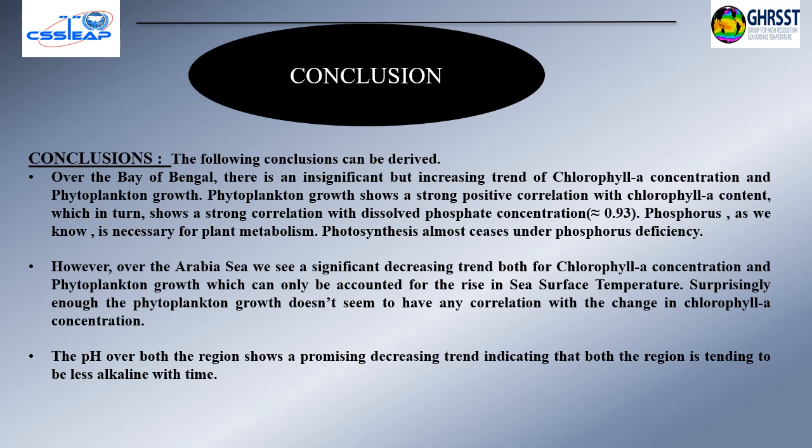over the Arabian Sea, we see a significant decreasing trend both for chlorophyll A concentration and phytoplankton growth, which can only be accounted for by the rise in sea surface temperature. Surprisingly enough, the phytoplankton growth doesn't seem to have any correlation with the change in chlorophyll A concentration. The pH over both the regions shows a promising decreasing trend, indicating that both the regions are tending to be less alkaline with time.